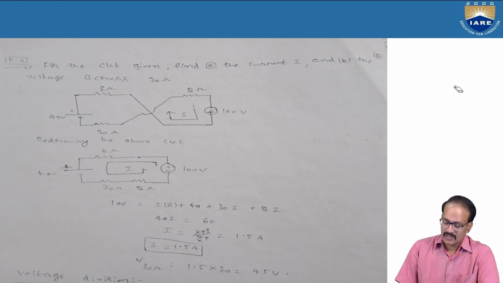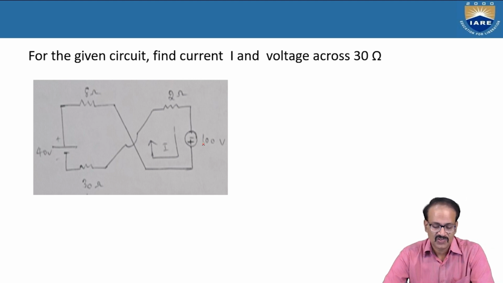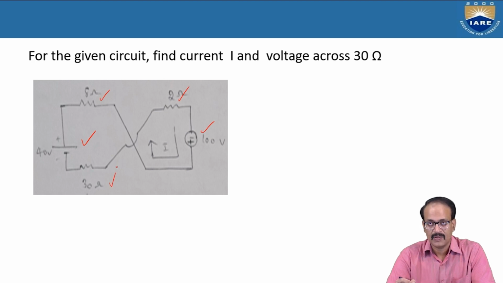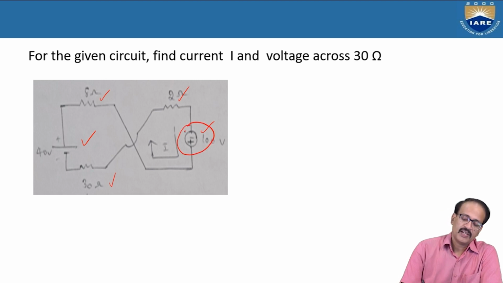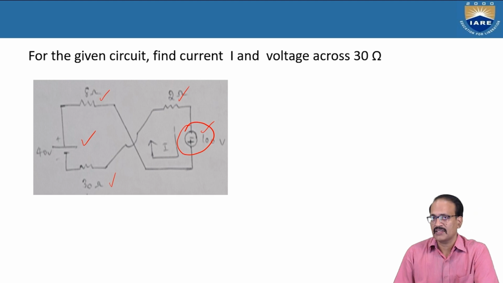We will go for another problem here. See, the circuit is like this. There are 2 sources and 3 resistances, namely 2 ohms, 8 ohms, and 30 ohms. So you will get confused. If there is a single source, you can easily write. But what to do? We'll take the highest source, that means 100 is highest. So we'll consider the 100 volts as the source voltage, that is equal to the sum of the remaining voltages.